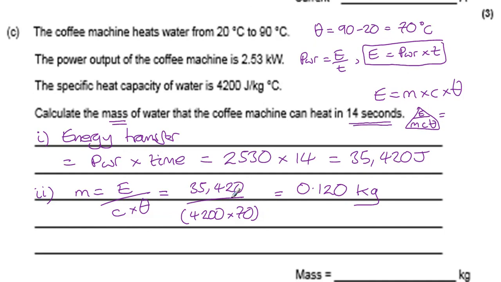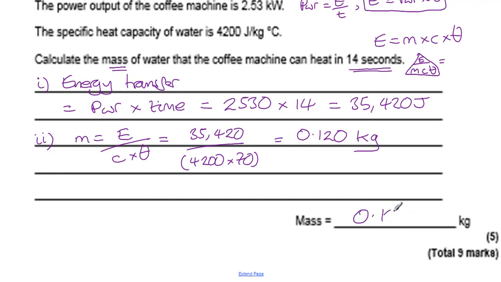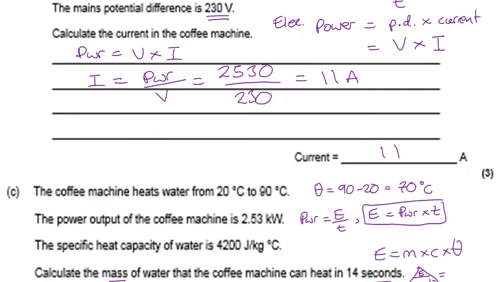kgs. Right. The other way of doing it, as I said, is to multiply those two together, get one number, and then 35,420 divided by that number. I'll also do it the other way with brackets: 35,420 divided by open brackets 4200 multiplied by 70 close brackets equals, and I also get 0.120 kilograms. Checking it in the marking scheme, and indeed that's what they get, 0.120 kilograms.